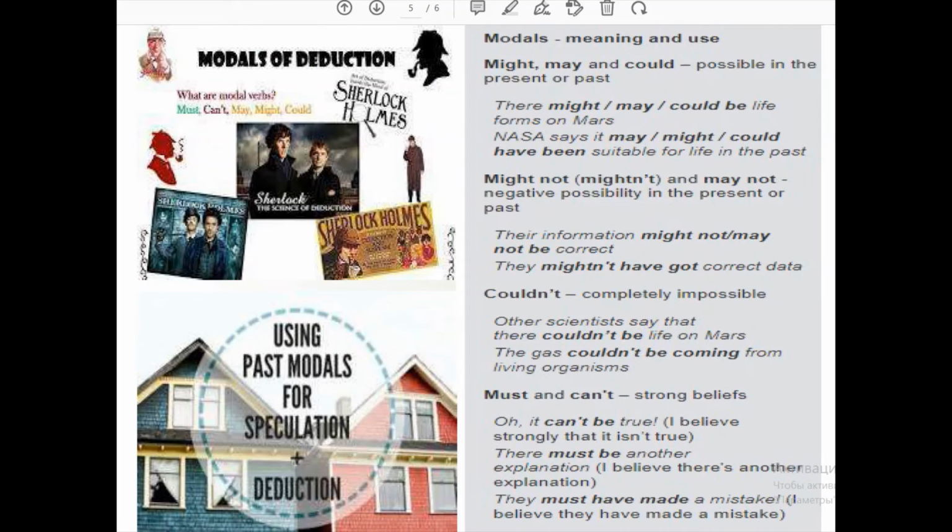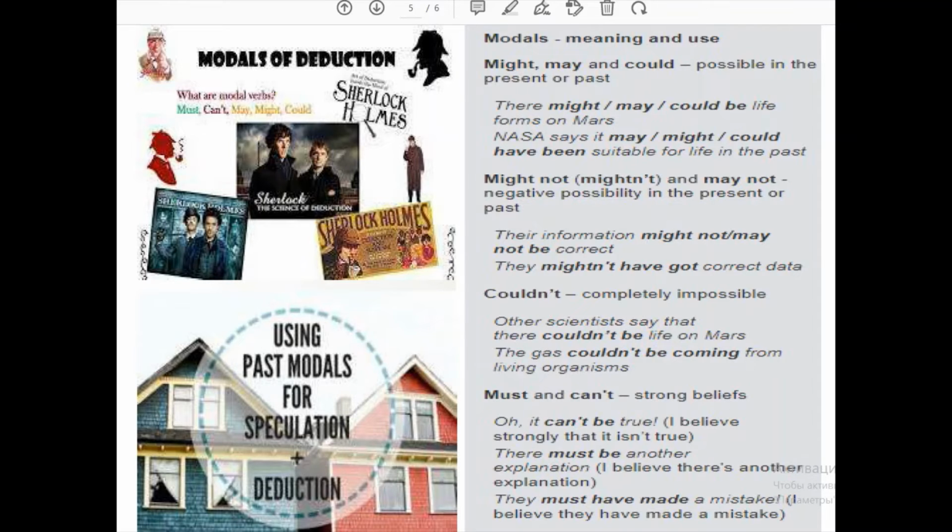Modals of deduction and speculation, present and past. Might, may, could, must, and can't. Meaning and use. We use the modal verbs might, may, could, must, and can't for talking about what we think is possible or true in the present.